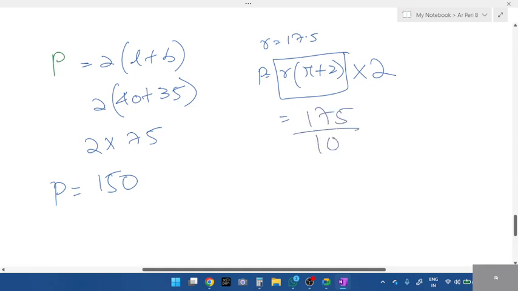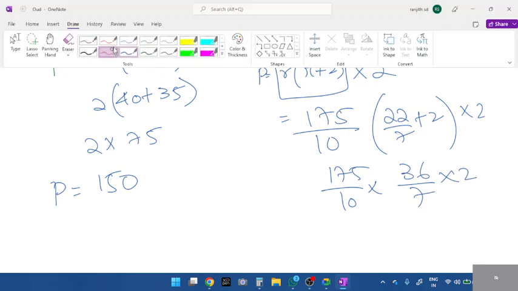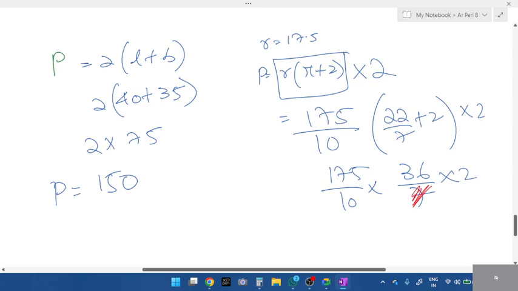175 divided by 10 into 22 divided by 7 plus 2 into 2. When you take the LCM, what do you get? Tell me how many times 7 goes in 175? 7 twos are 14, 25 times, right? Next, tell me the next one, students. 2 goes how many times in 10? 5. 5 ones are, 5 fives are.